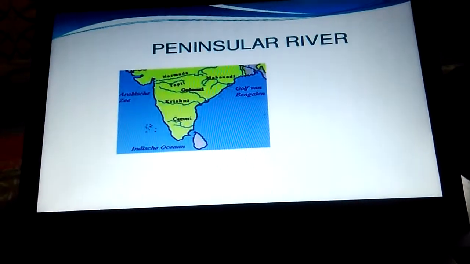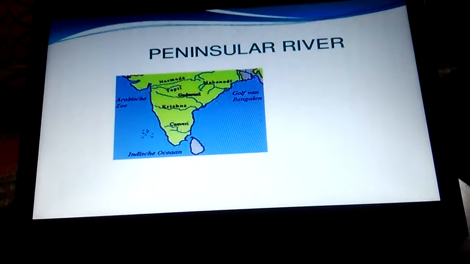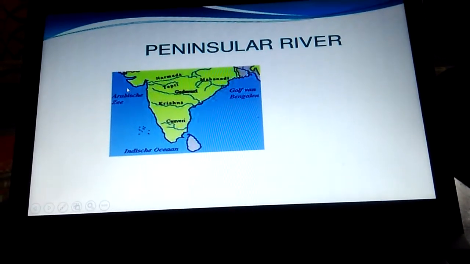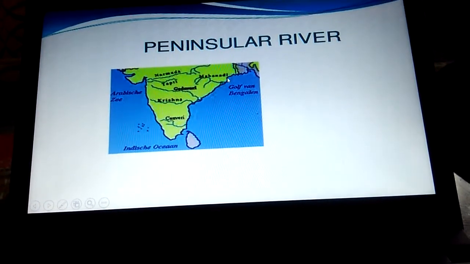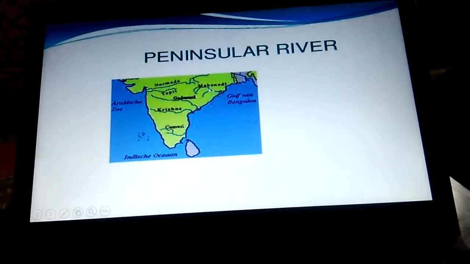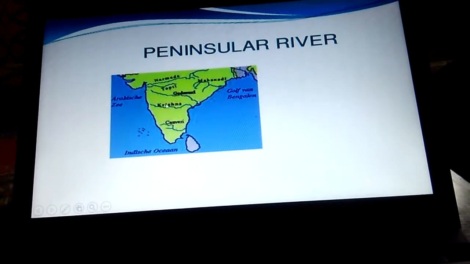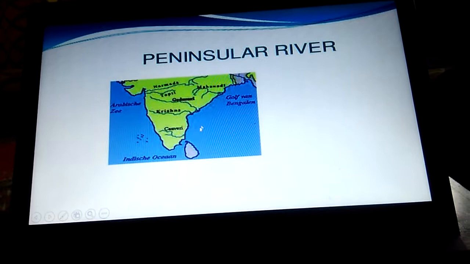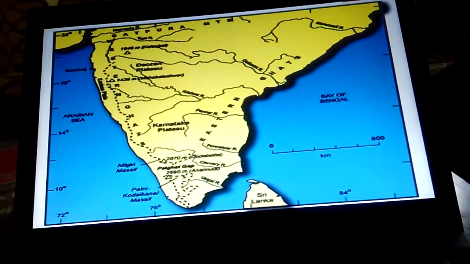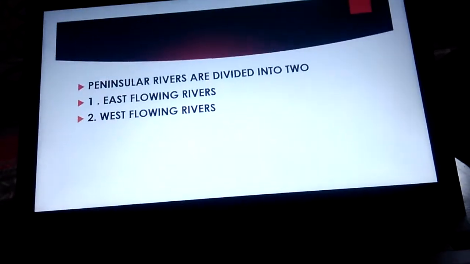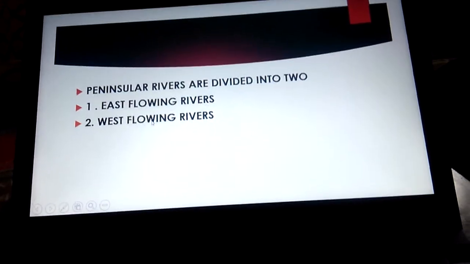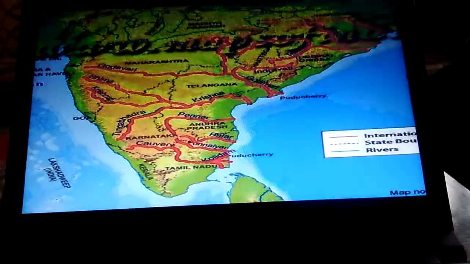Now let's talk about the second part of rivers, that is the Peninsular Rivers. The peninsular rivers in our country are in the peninsular part of India. They consist of river Narmada, river Tapi, Mahanadi, Godavari, Krishna and Kaveri. These peninsular rivers are divided into two parts again. One is east flowing rivers, another one is west flowing rivers. Let's relate with the help of the map.